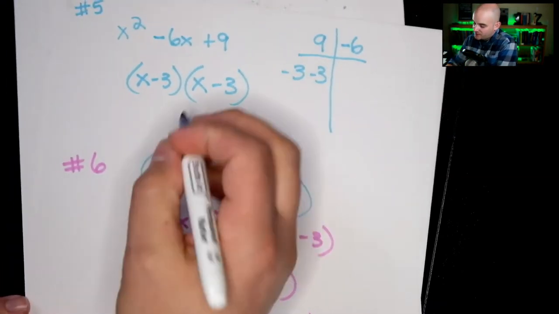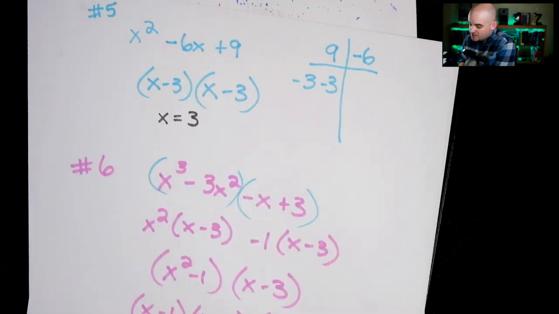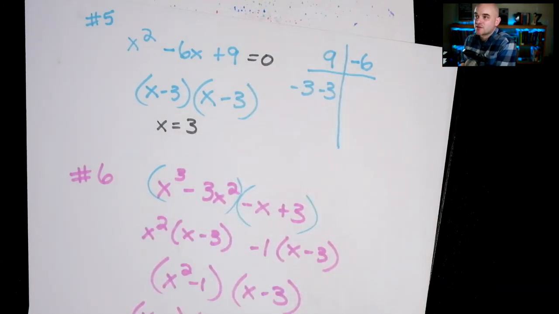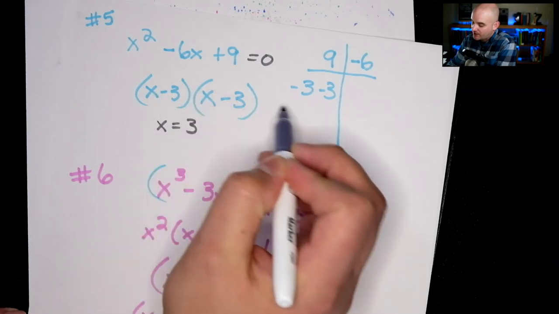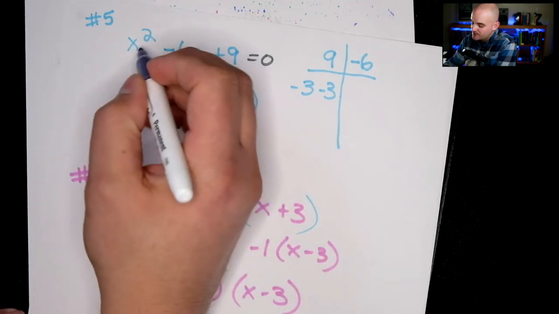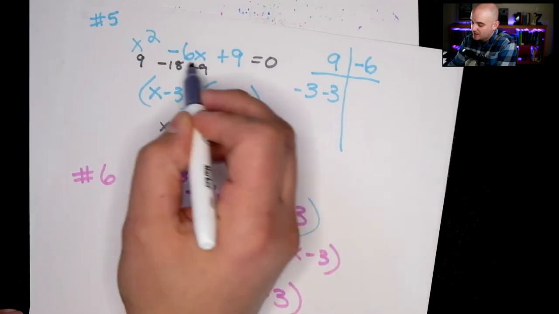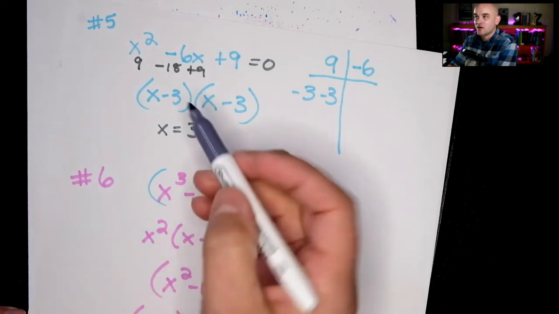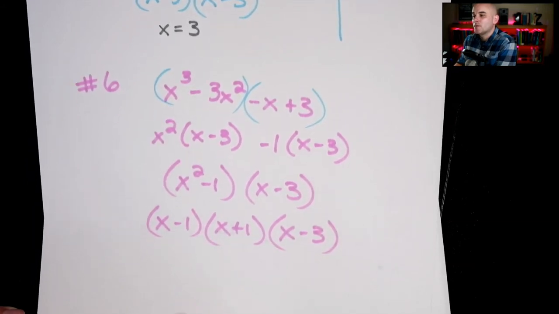Number 5, and once again, it's repeated twice. It has a multiplicity of 2. Solving for when this function equals 0, we end up with x equals 3 making the function equal to 0. A reminder: I can put 3 in right here and see it goes to 0. Or if I put 3 in right here, I get 9 minus 18 plus 9, and I still get 0. It doesn't matter, because this factored form is equal to the original standard form above it.